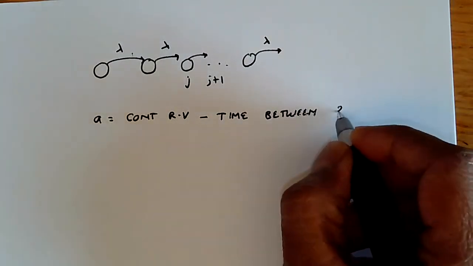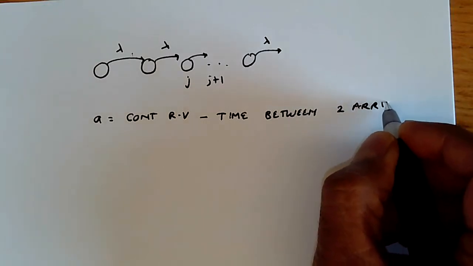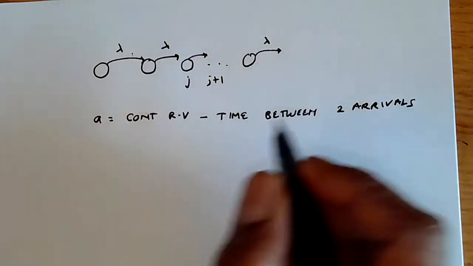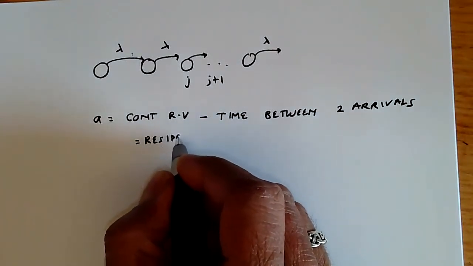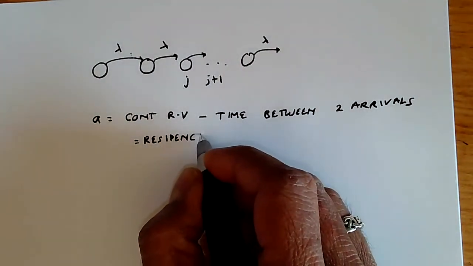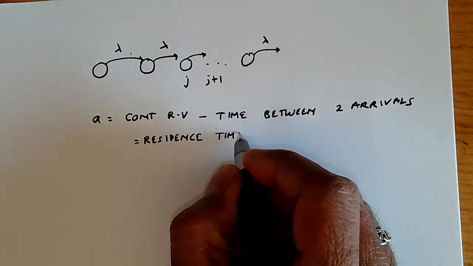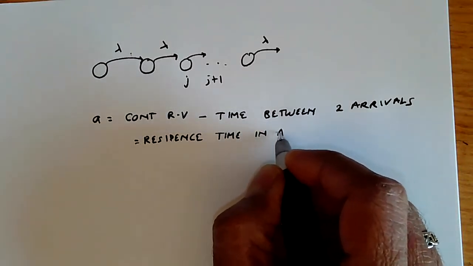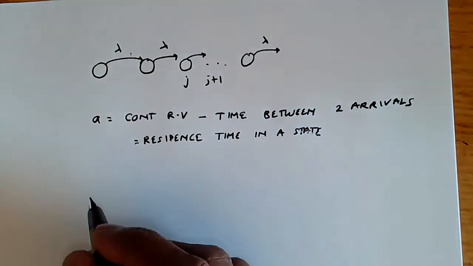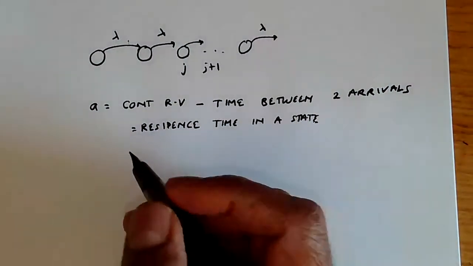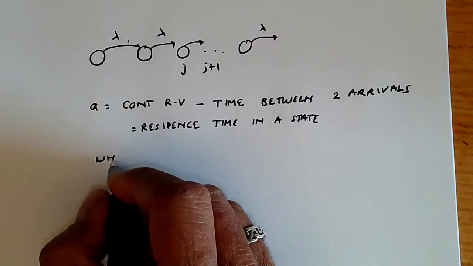Time between two arrivals, or equivalently, it's going to be the residence time in state J, in any state for that matter, residence time in a state. So we want to know what is the distribution of A. What is the distribution of A?